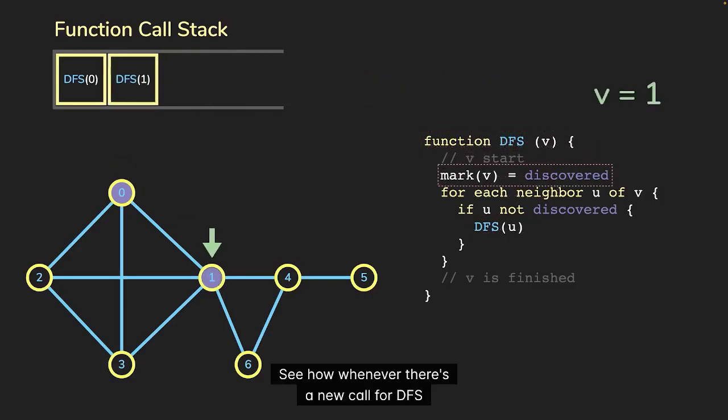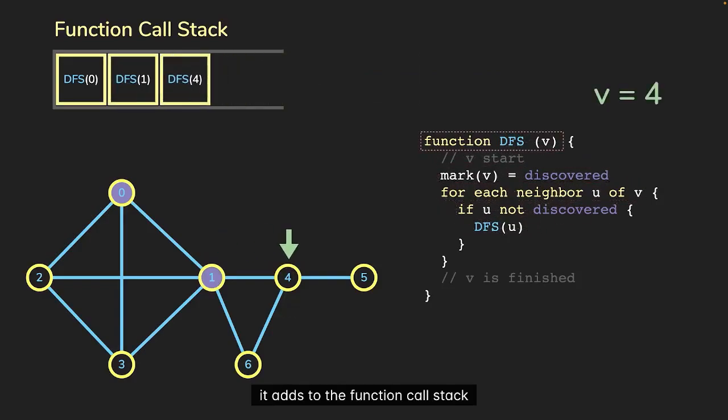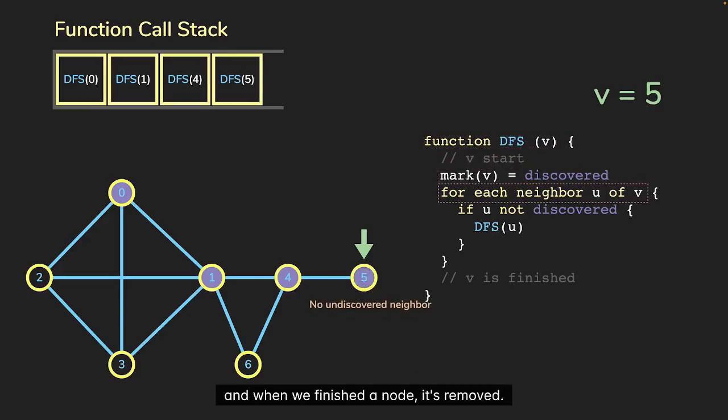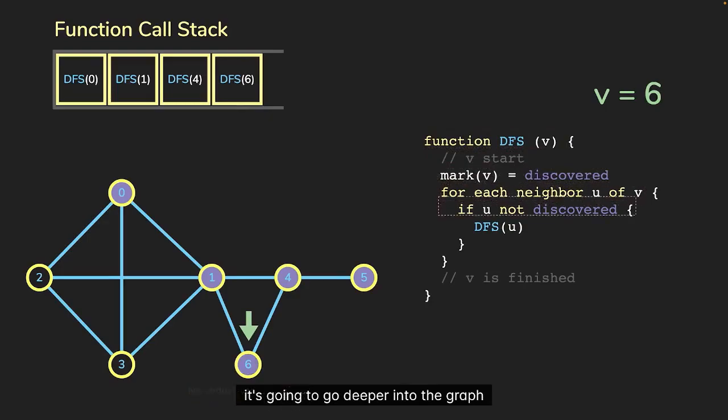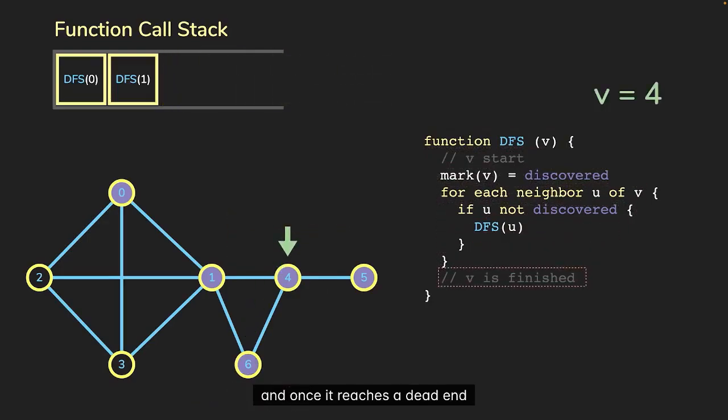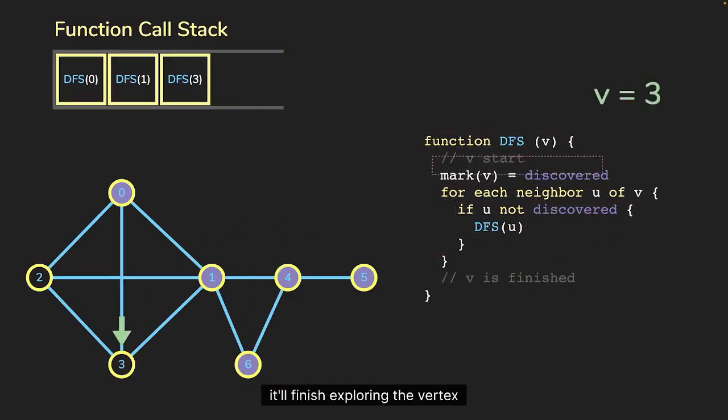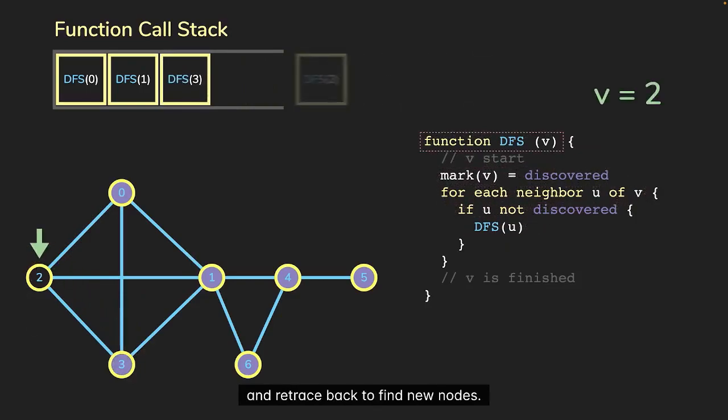See how whenever there's a new call for DFS, it adds to the function call stack, and when we finish the node, it's removed. With the property of a recursion, you know that it's going to go deeper into the graph, and once it reaches a dead end, it'll finish exploring the vertex and retrace back to find new nodes.